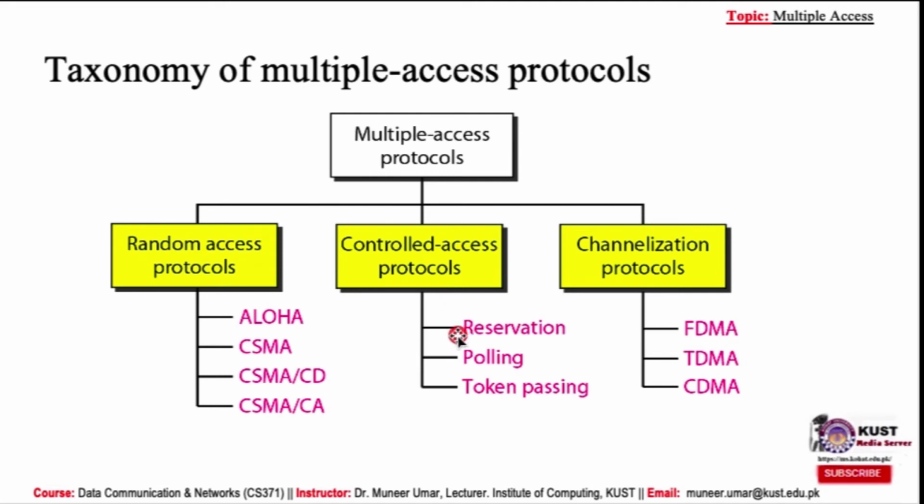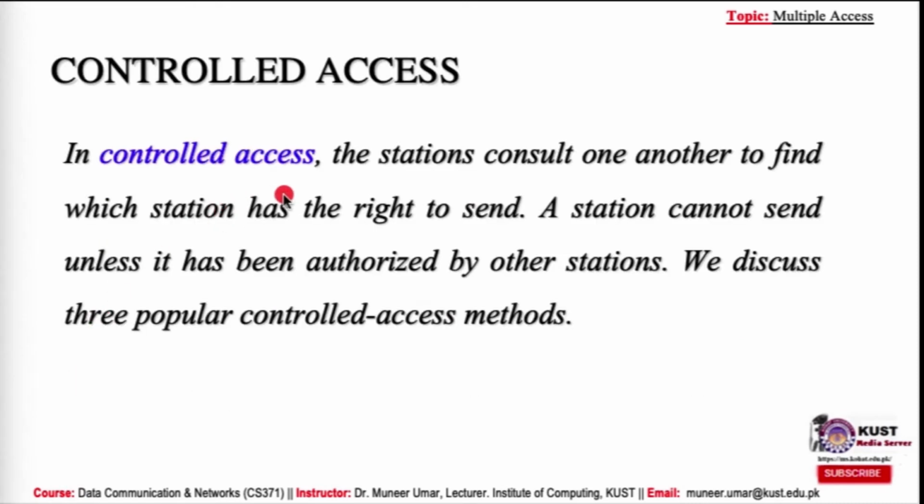Next is controlled access protocols. So we are going to study the reservation, polling, and token passing now. In controlled access, the stations consult one another to find which station has the right to send. A station cannot send unless it has been authorized by other stations. We will discuss three popular controlled access methods in the coming slides.